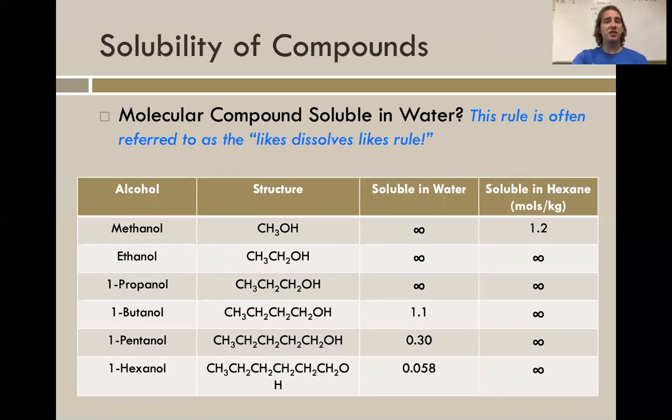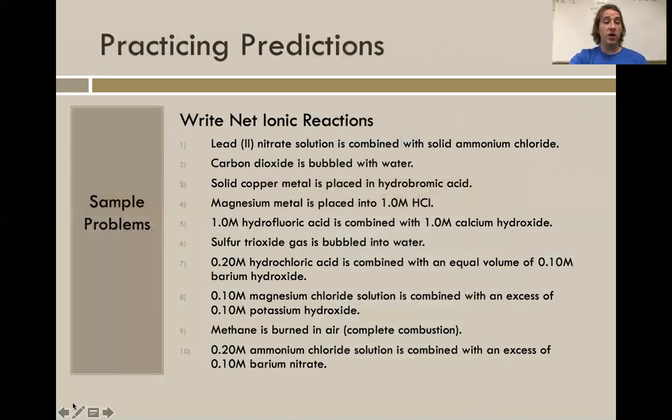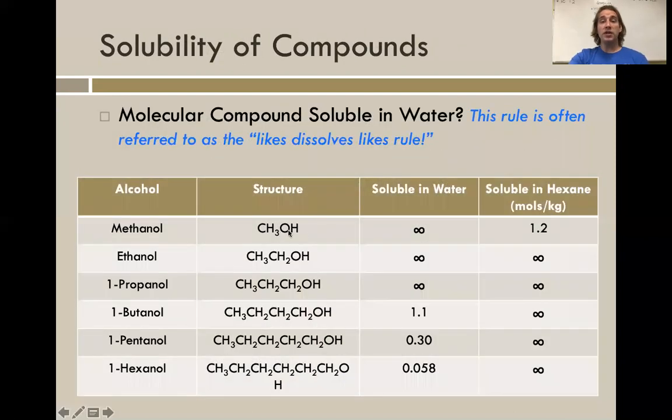If we're looking at our structures here, we're looking at methanol, ethanol, propanol, butanol, pentanol, hexanol. That "-ol" ending means it's an alcohol. That just means the functional group is an OH. We'll talk more about organic towards the end of the year. But you'll notice that all of these end with a little hydroxyl group, which means they're all going to have hydrogen bonding.